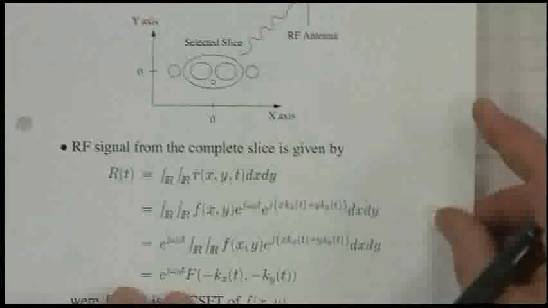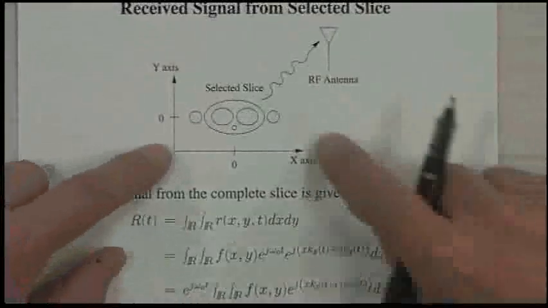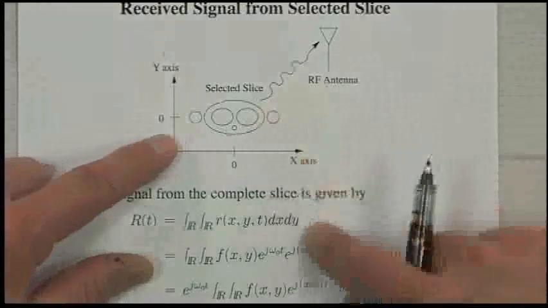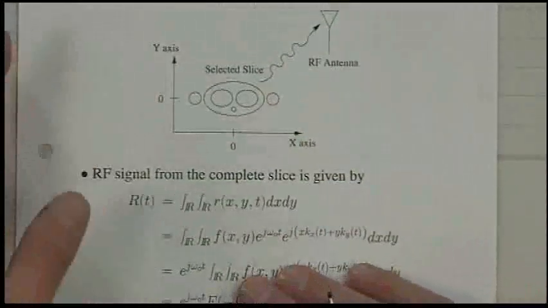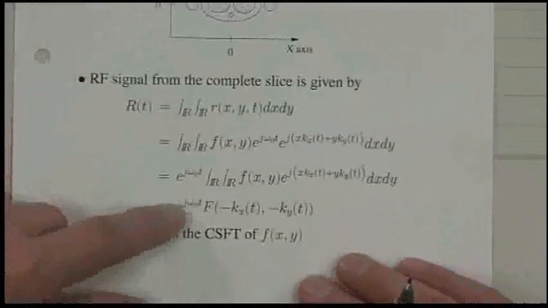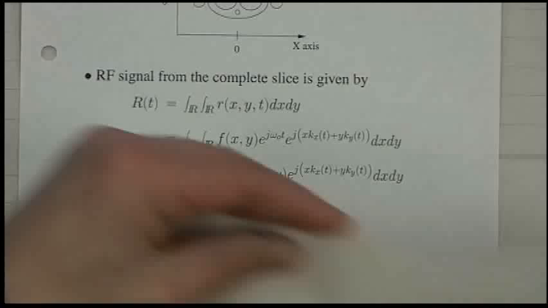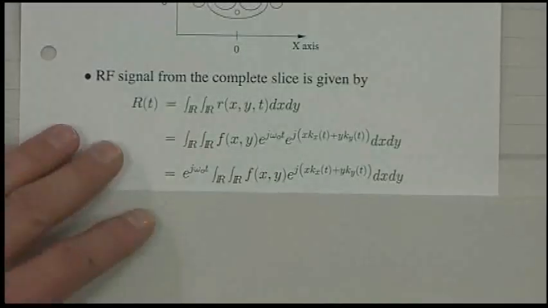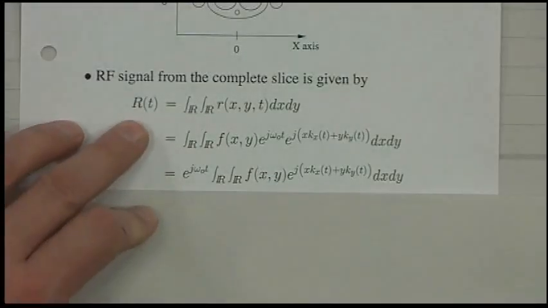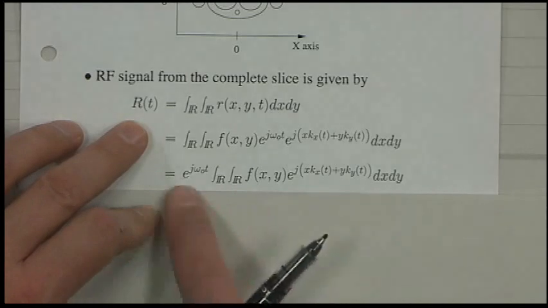Now we want to take the contribution from all the voxels, so we have to integrate over x and y. When we integrate over x and y, we get this expression right here. Now this is really quite beautiful. The complete received signal is: we take the carrier out, because the carrier is the same for every voxel, so it's a constant, independent of x and y, so it comes out of the integral.